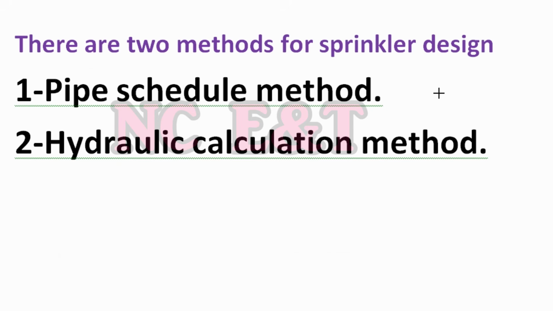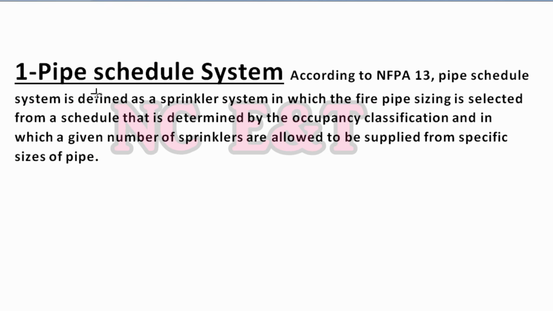As I explained before, there are two methods for sprinkler design. Number one, pipe schedule method. Number two, hydraulic calculation method. What is the pipe schedule method? According to NFPA 13, a pipe schedule system is defined as a sprinkler system in which the fire pipe sizing is selected from a schedule that is determined by the occupancy classification and in which a given number of sprinklers are allowed to be supplied from a specific size of pipe.